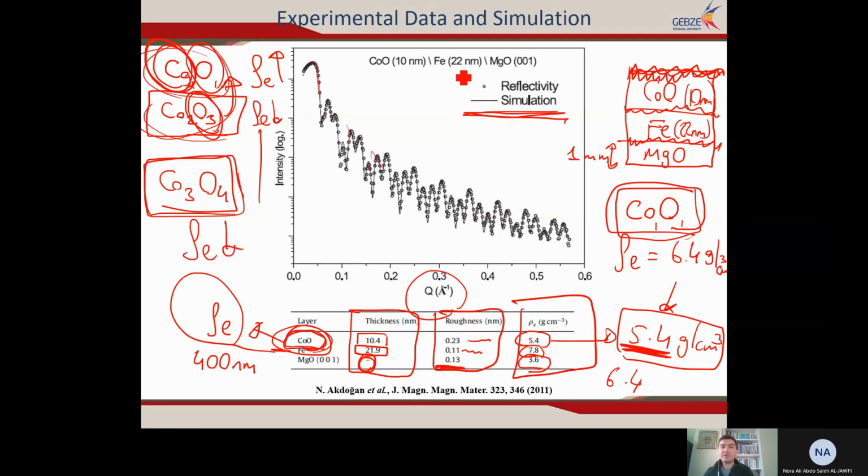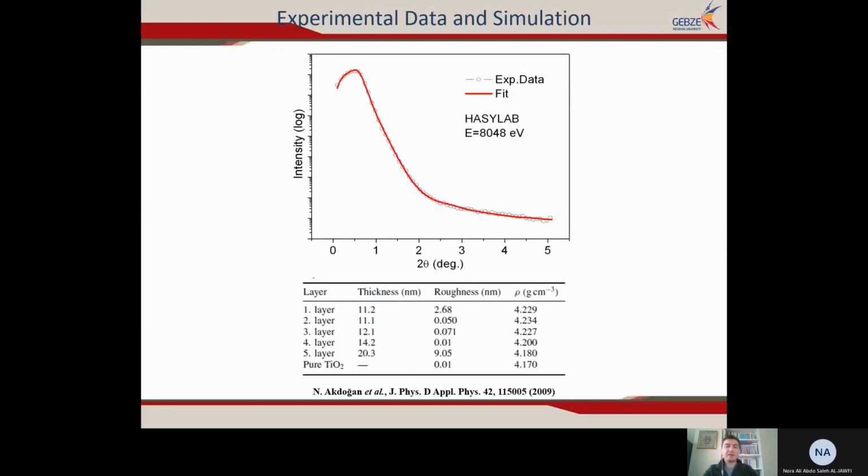So just by doing this single experiment and simulation, you can get information about the homogeneity of the cobalt oxide. You can get the information about the electron density of the cobalt oxide. You can get information whether this cobalt oxide consists purely of the cobalt oxygen phase or the cobalt 2 oxygen 3 phase. So you can get all this information from this type of experiment. And let me finish my lecture with this real example.